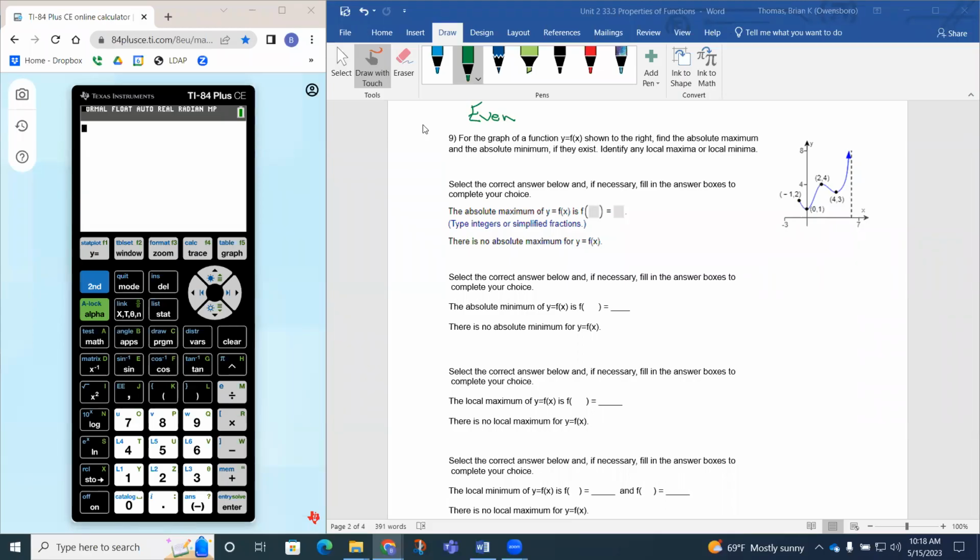So question 9, for the graph of the function y equals f of x shown to the right, find the absolute maximum and the absolute minimum if they exist. Identify any local maxima or local minima as well.